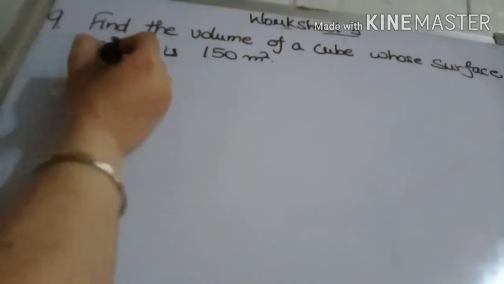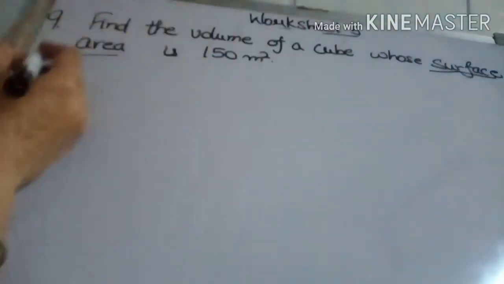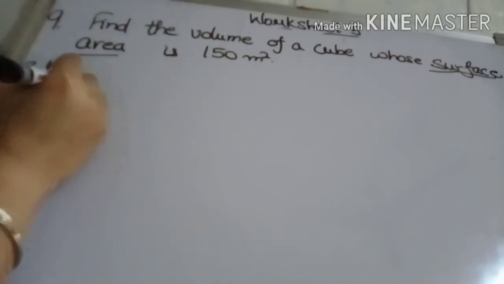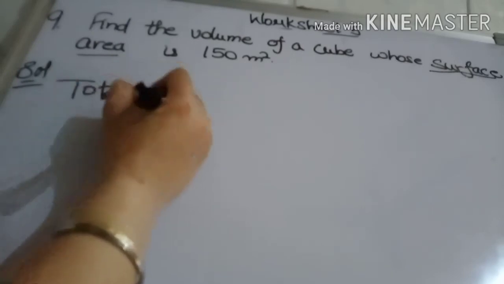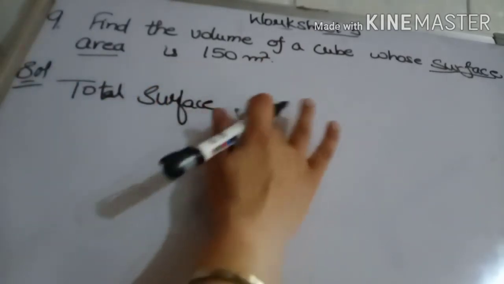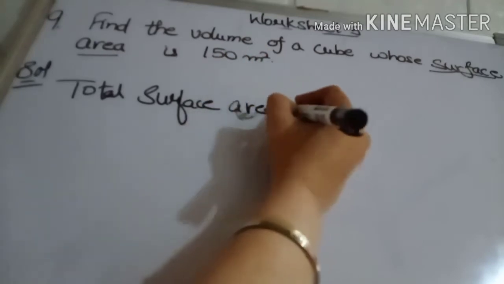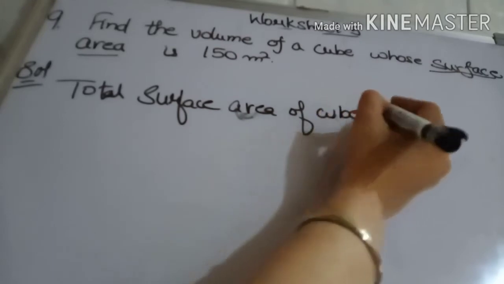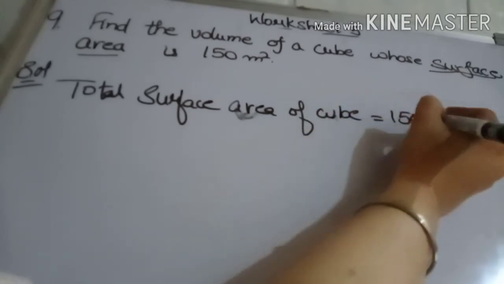Find the volume of a cube whose surface area is 150 meter square. Here you have been given the surface area and you have to find the volume. When you are given the surface area, if they haven't mentioned whether it is curved or total, it is understood to be the total surface area. Now total surface area of cube is equal to 150 meters square.